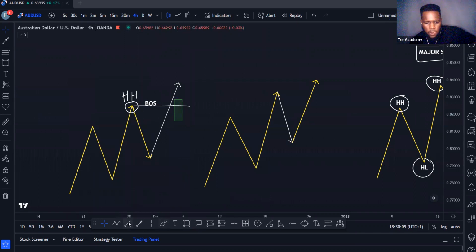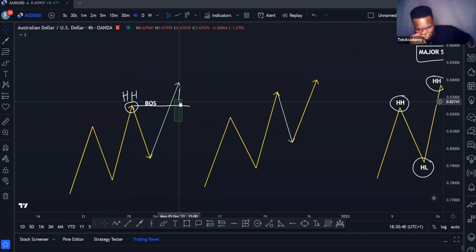The body of the bullish candle has to close above this structural area. Once the body breaks and closes above that zone, that's when we say that price has broken structure. When that happens, that means price wants to create another major structure.